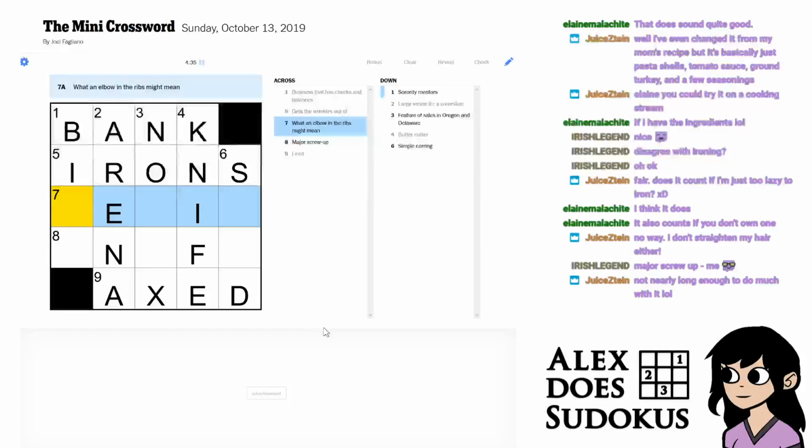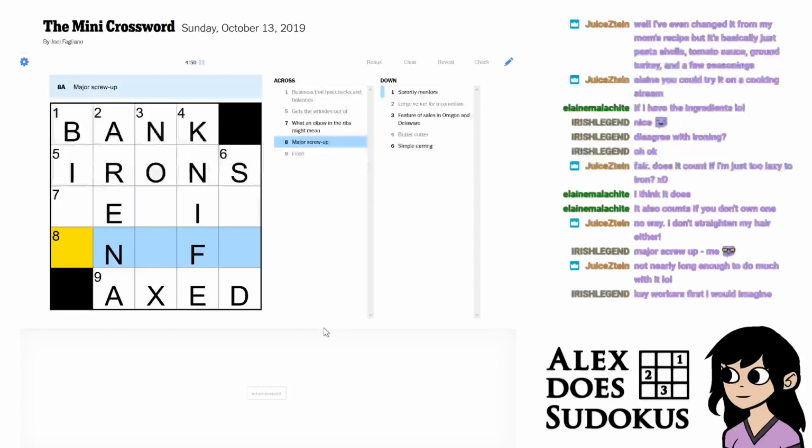What an elbow in the rib might mean. Elbow in the ribs. Is that a saying? Major screw up.